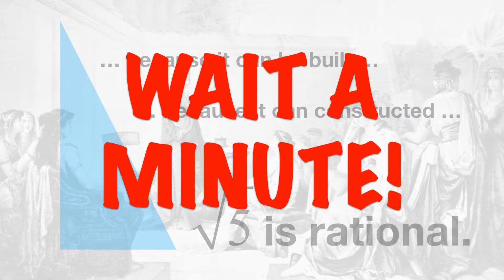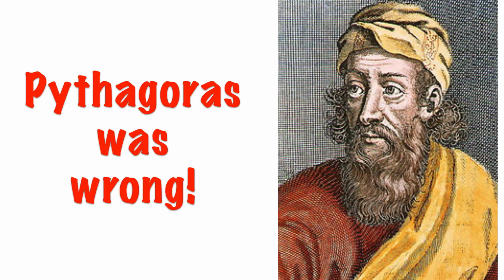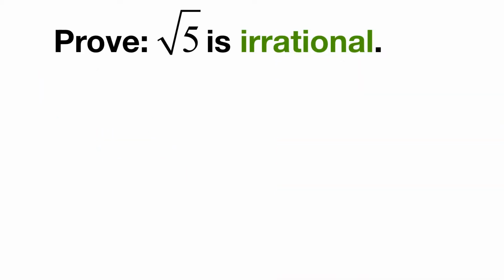Wait a minute. Whoa now. I hate to say it, but Pythagoras was wrong. So, it's up to us to clean up Pythagoras' mess and prove that the square root of 5 is irrational.